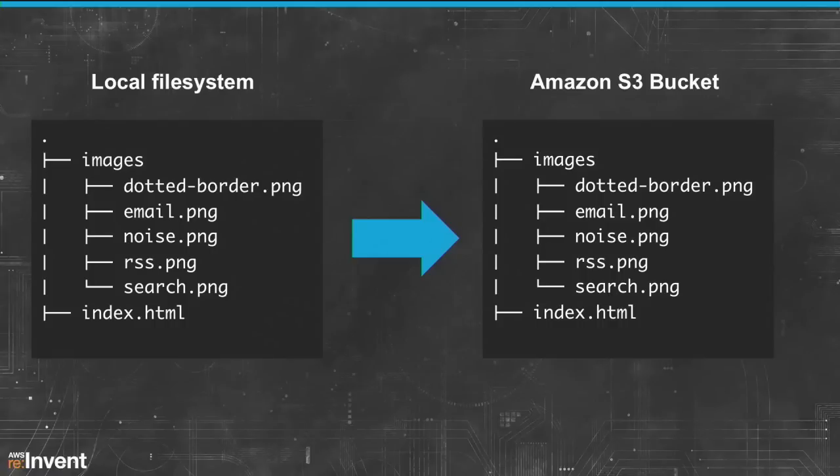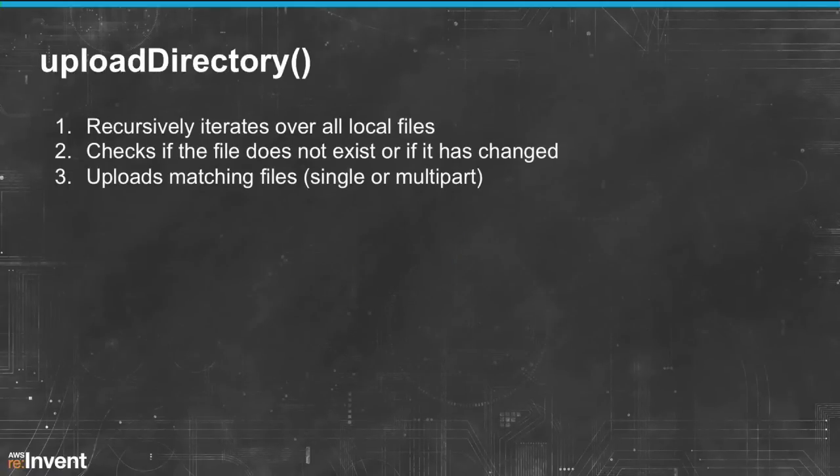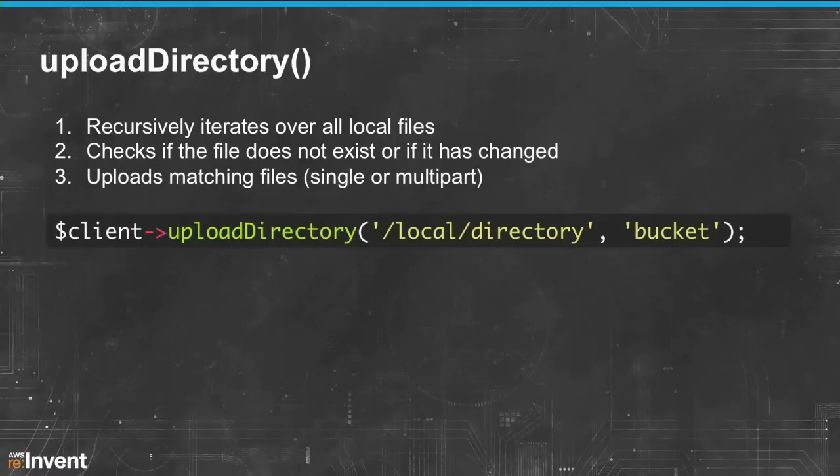So you might think that would be pretty complicated and hard to do. And it actually isn't. With the Amazon S3 client, we have a high level of abstraction that takes this and makes it as painless as possible. Basically what it does is you pass in the path to a local directory, and then the name of a bucket that you want to upload that directory to.